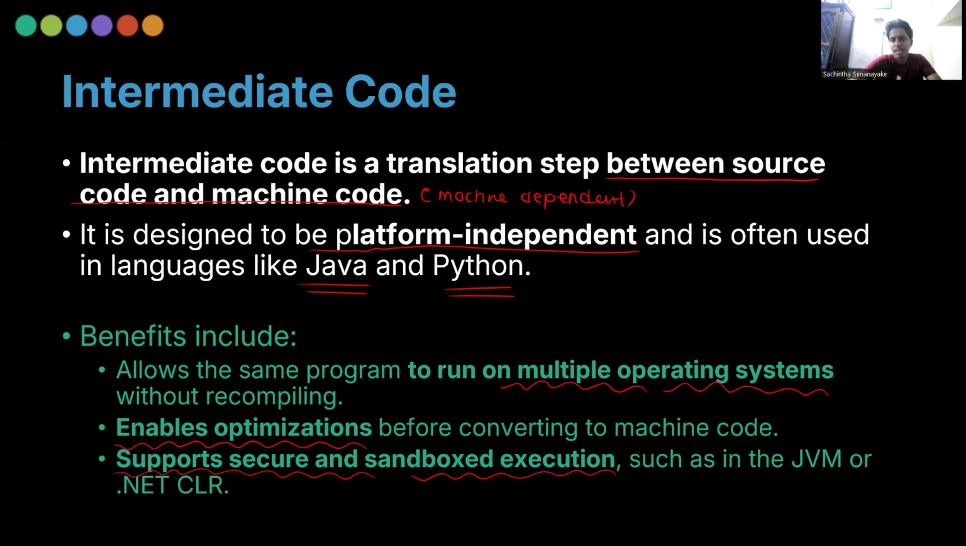Again, you don't have to remember the JVM or the .NET CLR or what they mean. That's not part of the syllabus. But you do have to understand that using intermediate code allows you to run the code in a nice protected virtual environment without affecting the hardware at a physical level. So those are the benefits. The main benefit being that the code is platform independent. It can run on multiple operating systems without recompiling.